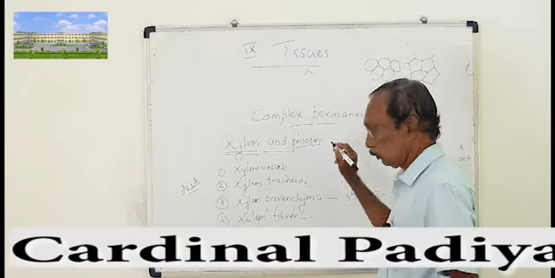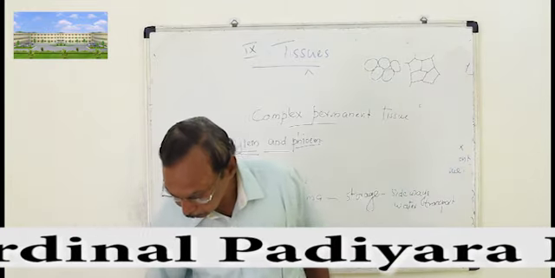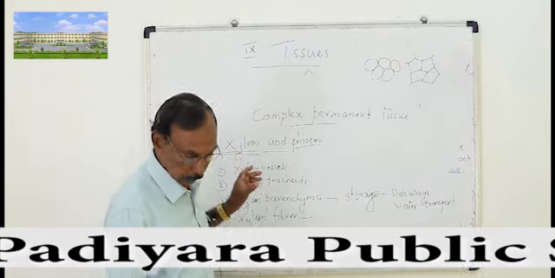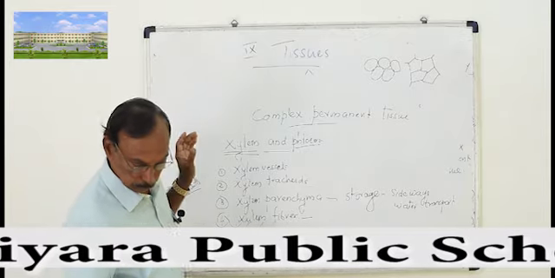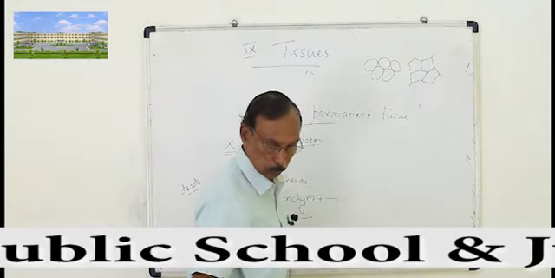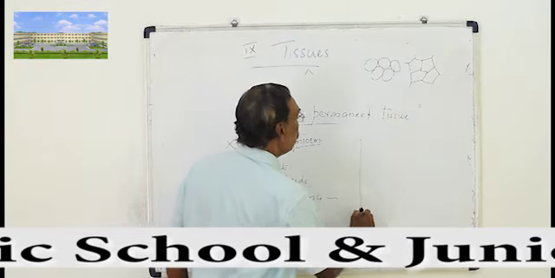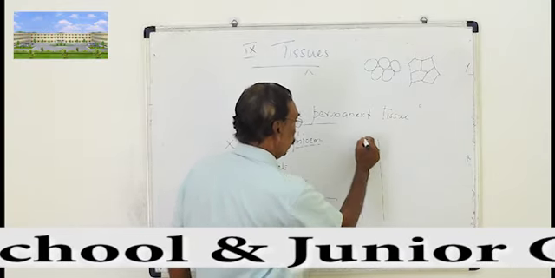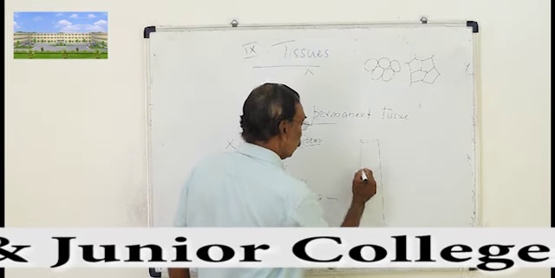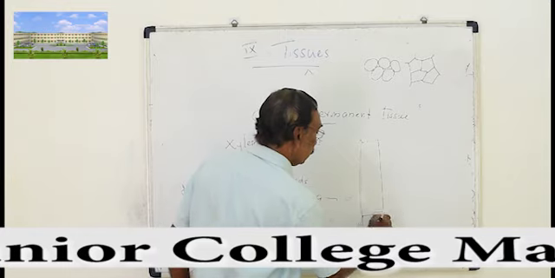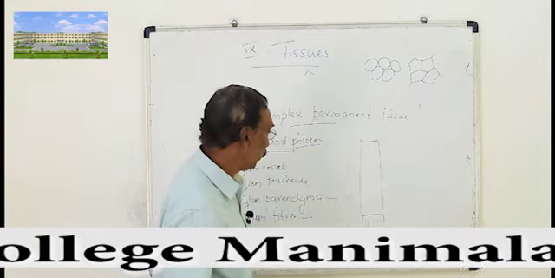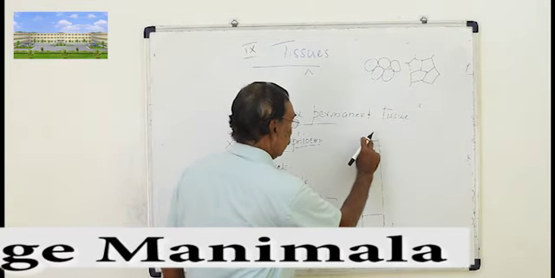Next one is phloem. Phloem also is made up of four different types of cells. The most important cell is the phloem sieve tube. If you examine the sieve tube in longitudinal section, it is a tubular structure. You can see the end walls, this is one cell and this is another. The end walls are perforated, meaning so many holes are there. You can see the textbook diagram.